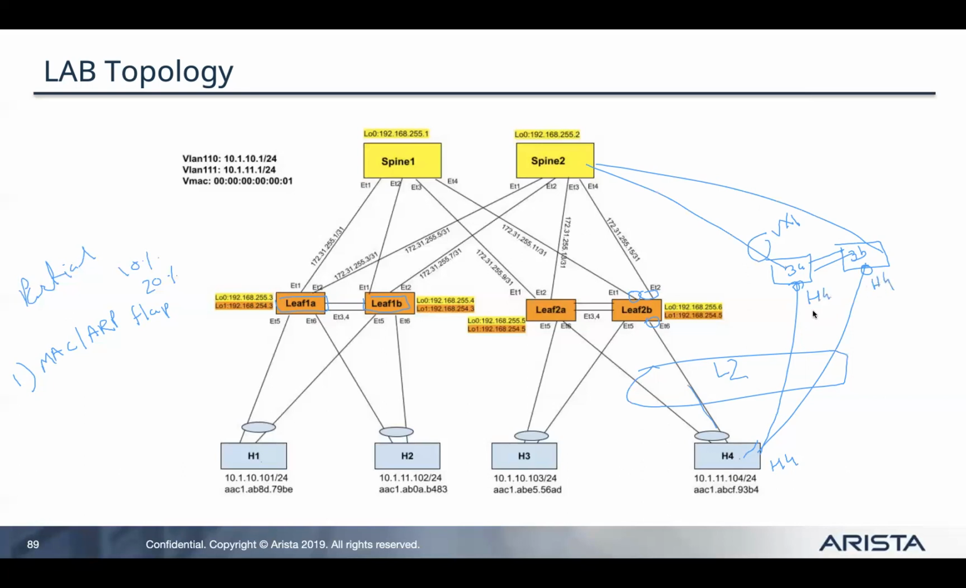So initially, before this, 2A, 2B had learned this H4 MAC from VTEP 2, right? Now this guy is learning this MAC. As soon as it learns the MAC, it will send out a type 2 update, MAC-IP, and that will be received by this guy. This will change the entry to VTEP 3 instead of VTEP 2, and this guy might start sending this traffic to 3A, 3B.